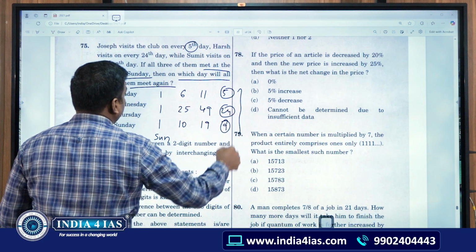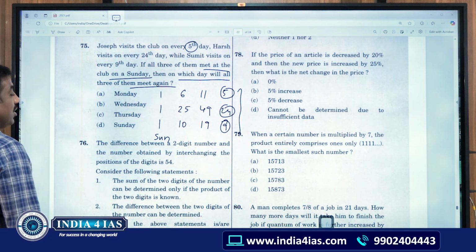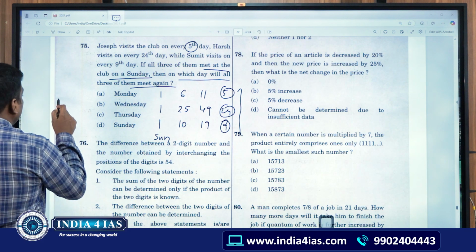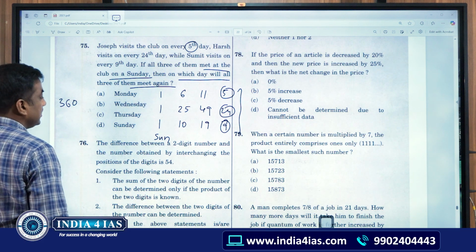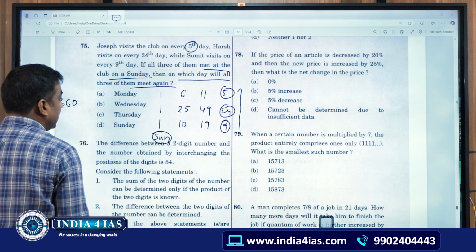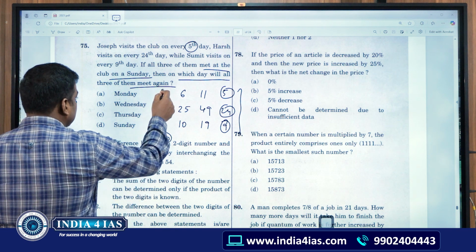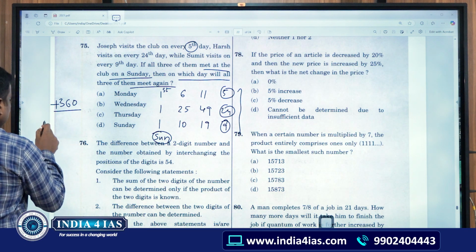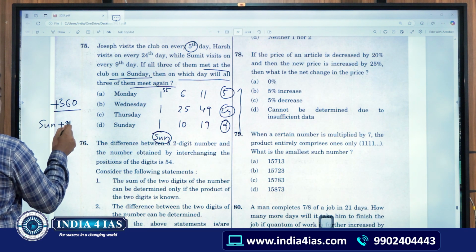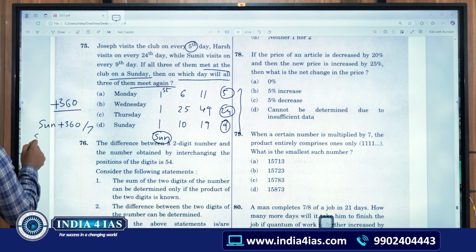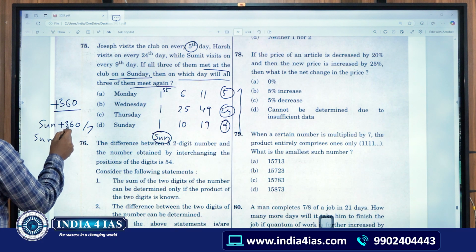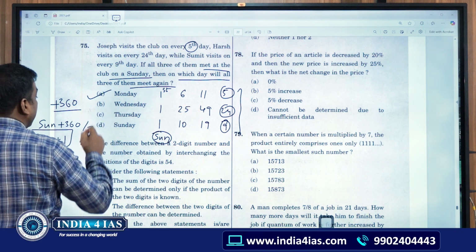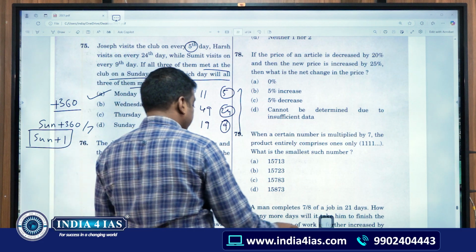So take the LCM of this. LCM of 5, 24 and 9 will be 360. See, if they meet on Sunday, that is the first day, then only after 360 days are they going to meet. So Sunday plus 360. Divide this by 7 and keep the remainder. 7 fives are 35, so 5 is the remainder. So Sunday plus 1. So they will meet on Monday again.